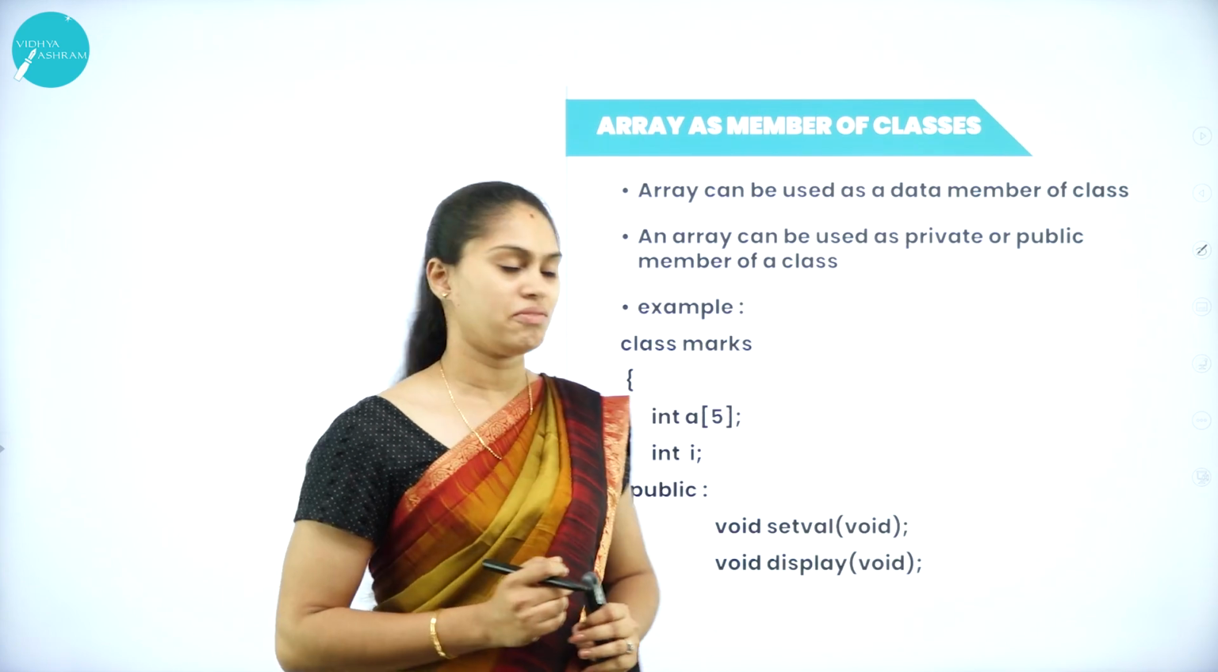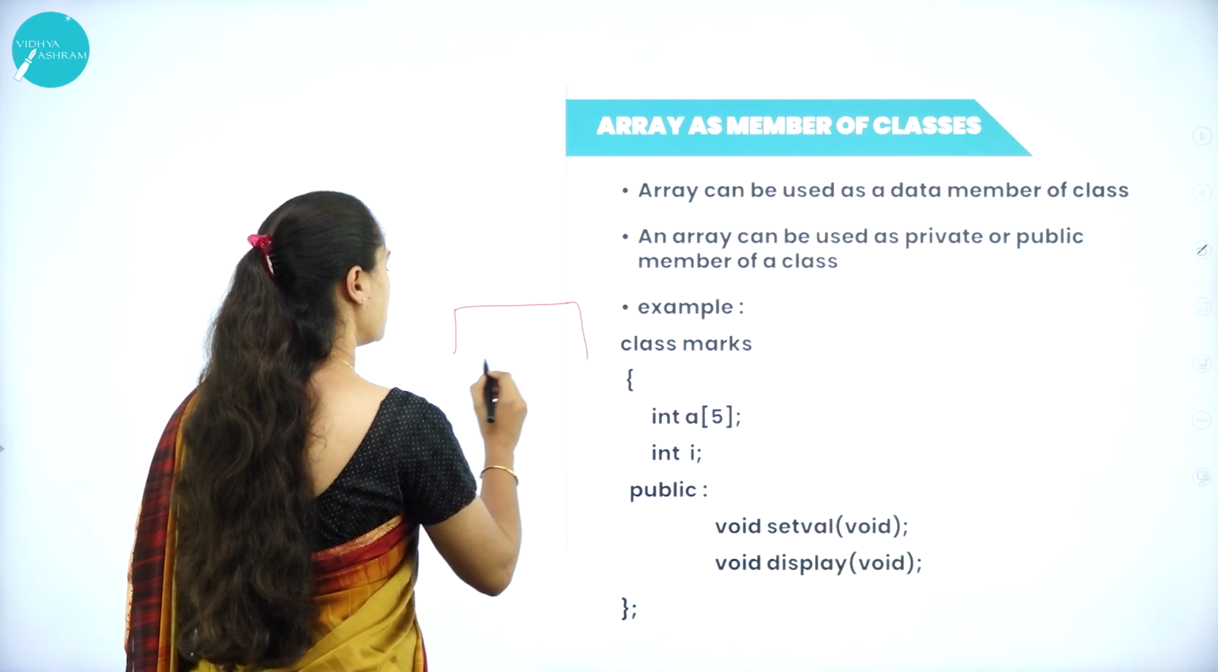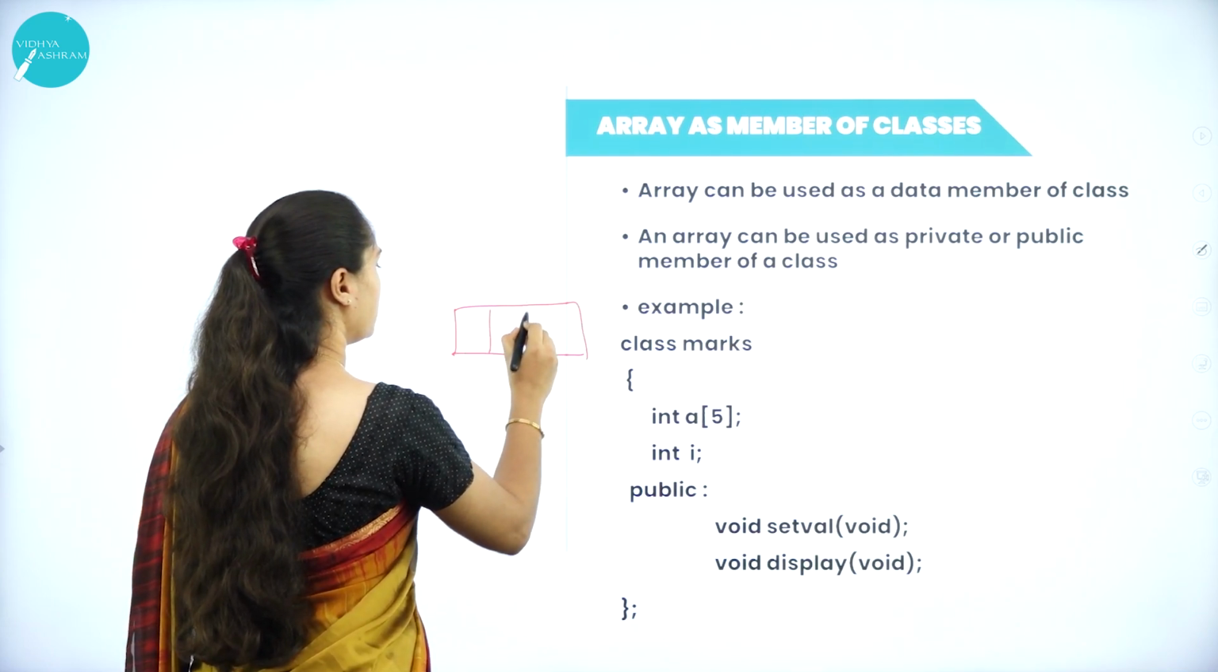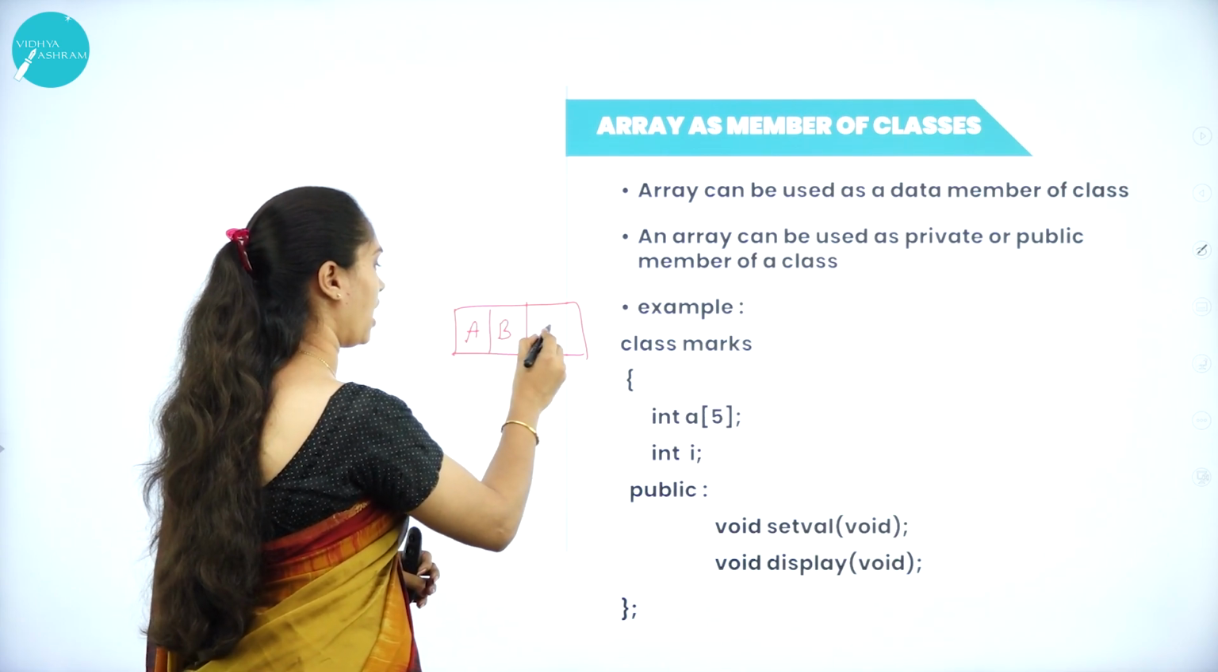Let me give you one example regarding this array. Consider one memory allocation. Here I have 3 memory spaces. I am going to store A, B, C.